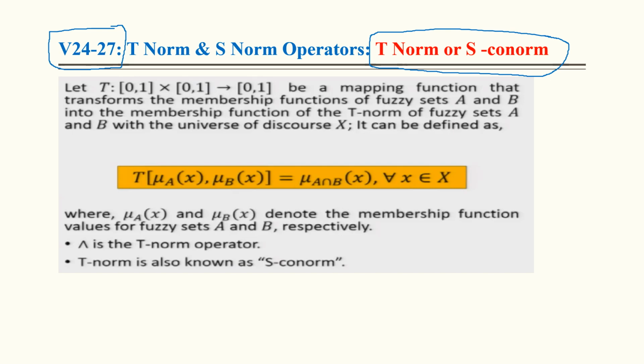This is the formula: T norm, mu A(x) oblique mu B(x), will be equal to mu A intersection B, right? This sign is the T norm operator, and the T norm operator is also known as S conorms. So don't be confused in this.